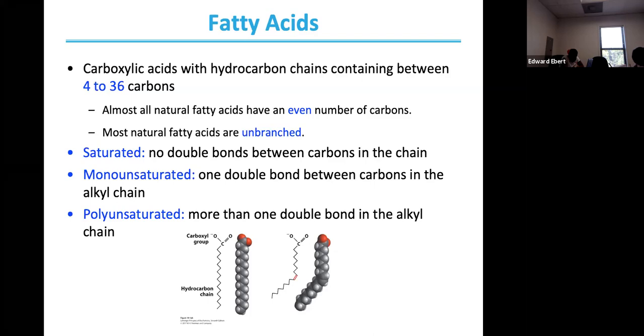So we can define our fatty acids as either saturated or unsaturated. If they're saturated, you basically jam on as many protons as you can, so there are no double bonds in the chain. The only double bond is in that carbonyl carbon to an oxygen. Everything else is CH2, and CH3 at the end. Monounsaturated has one double bond in there somewhere, and polyunsaturated has multiple double bonds.